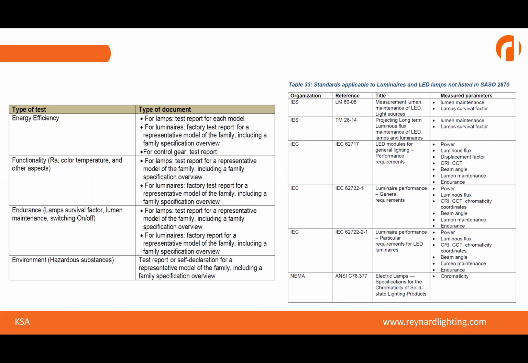What the standard, the requirements of the standard, the type of test: energy efficiency, functionality, endurance, and the existence of hazardous substances limitation. And also here on the right-hand side, the measured parameters, which have to be measured and issued in the report to get the energy efficiency label and the certificate from SASO.